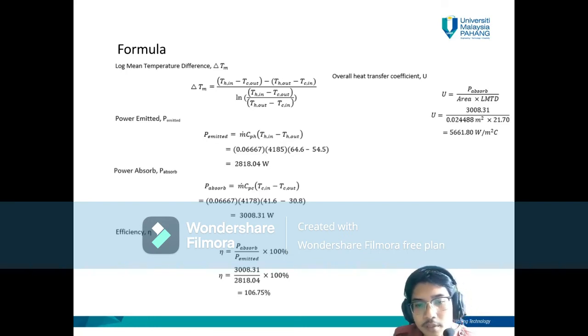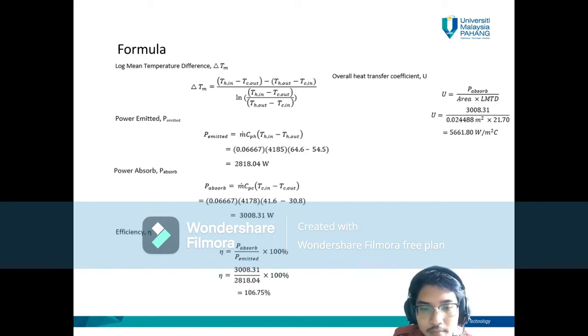Okay, for the power emitted, which is PE, I'm using a flow rate, which in this case we got 4, 6, and 8, times by CPH, which is a constant, times by TH in minus TH out. And these are the examples that I calculated using the formula.